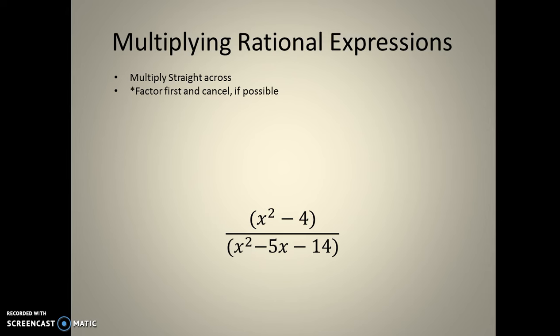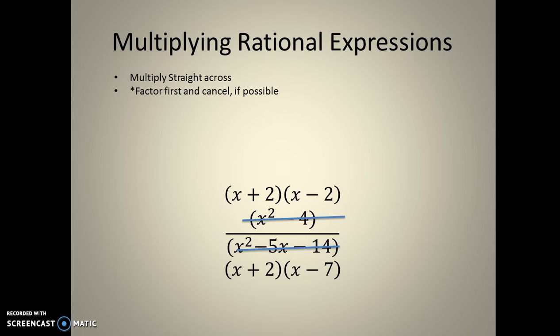There's no greatest common factor that comes out of this, so what you need to do is difference of two squares, and that would be x plus 2 and x minus 2. The expression on the bottom is a trinomial. It's got three terms, x squared minus 5x minus 14. So you're going to look for two numbers that multiply to give you the last number, which is negative 14, and add to give you the middle number, which is negative 5. So thinking about that, I get the two numbers negative 7 and positive 2.